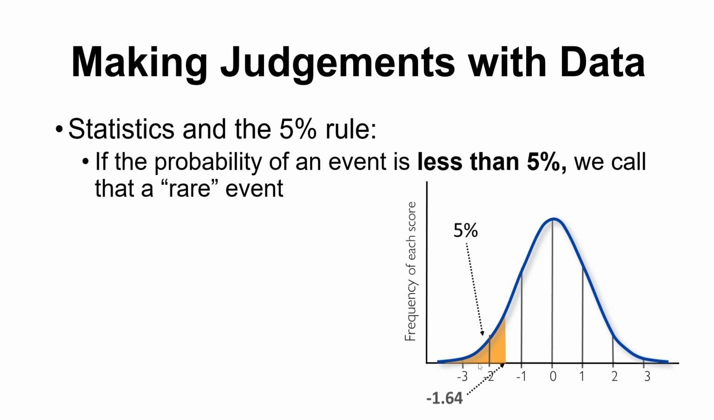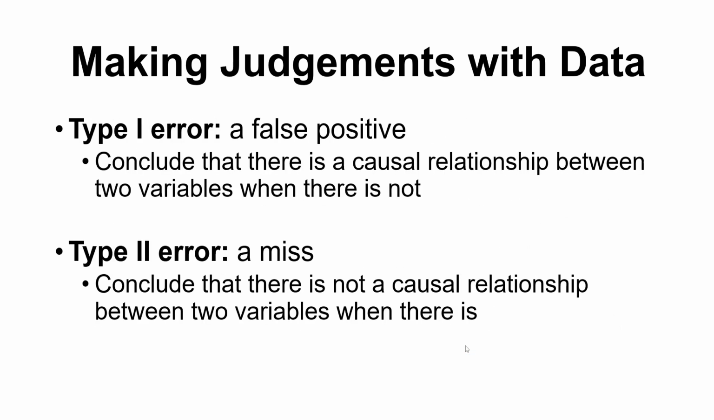So if there really was a relationship and it was here, but we cut off here, we wouldn't count it as being a real relationship. So that's where we'd have a type 2 error, where we missed a relationship. So we concluded that there is not a relationship between our two variables, but there actually is. We just didn't get to report it because of something to do with how we ran our data.